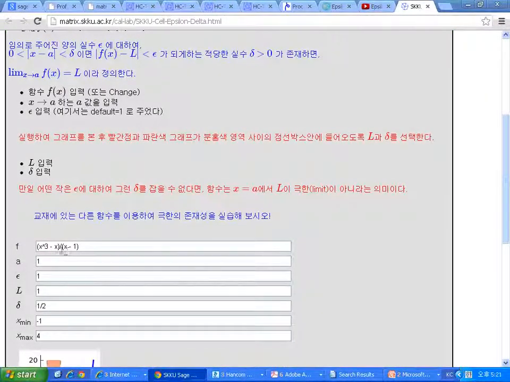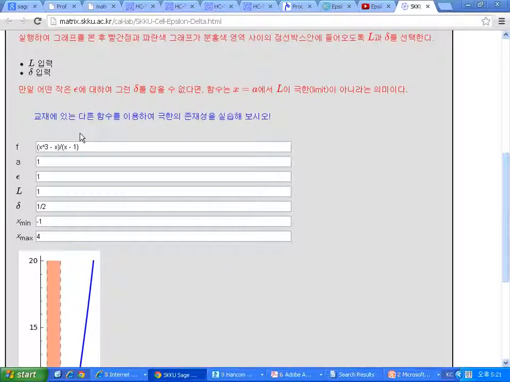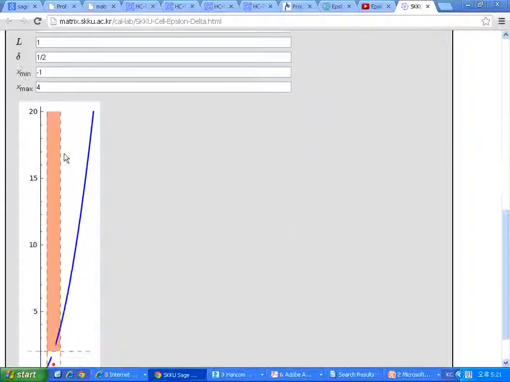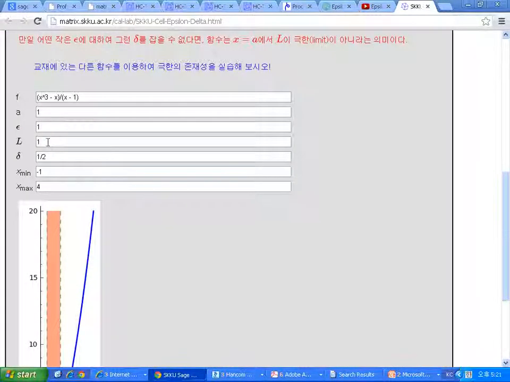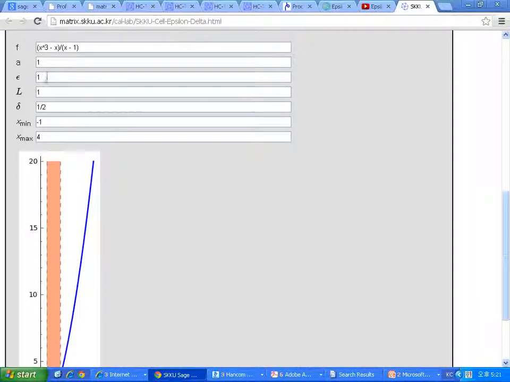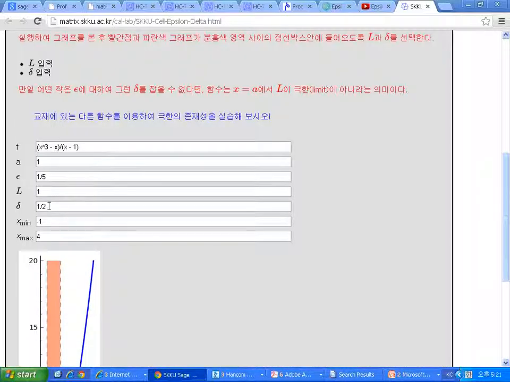Okay, now if we change the function like this, then the function that we have is x square. So when x goes to a, the value is 1. So L is 1. That's right. Then let's make epsilon a very small one, like this. Then let's find out the delta here. That's all we have to do.